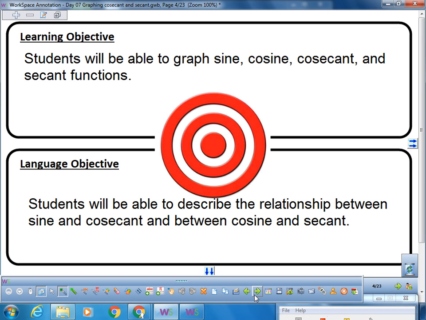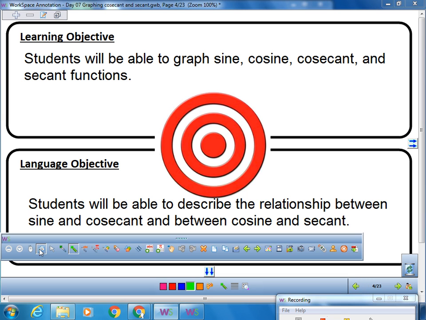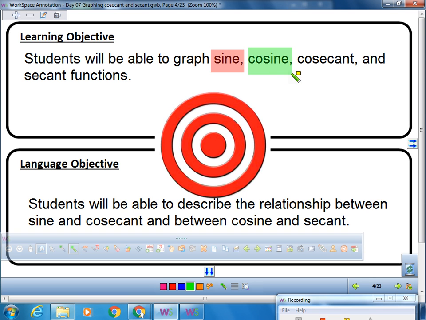I'll front load this, but I don't know how far we're going to get today. So students will be able to grasp sine, cosine, cosecant, and secant function. The cosecant and the secant function, the cosine I did in red. Which one do you think goes with which? Cosecant and secant correspond to sine and cosine.